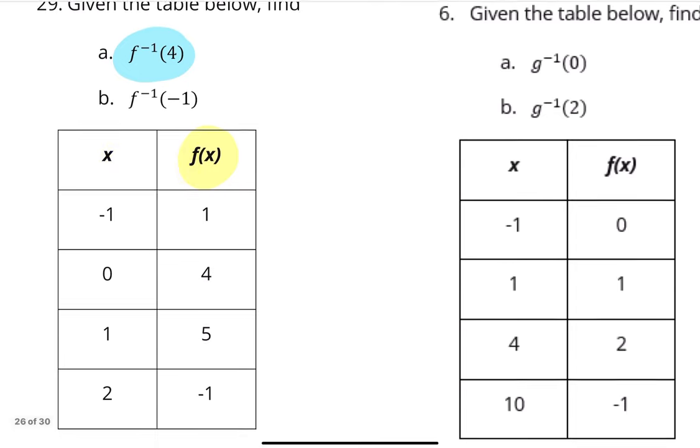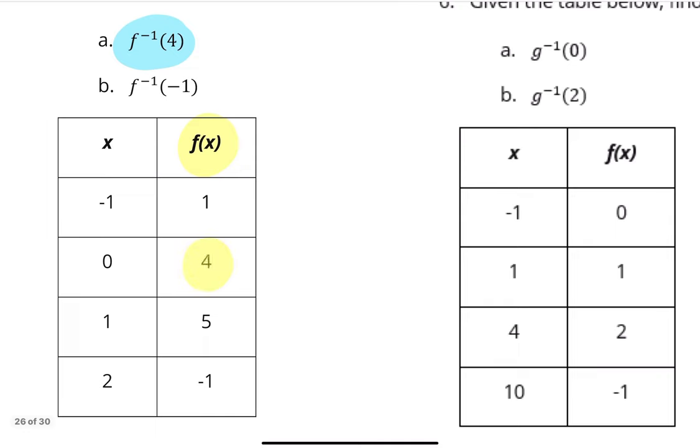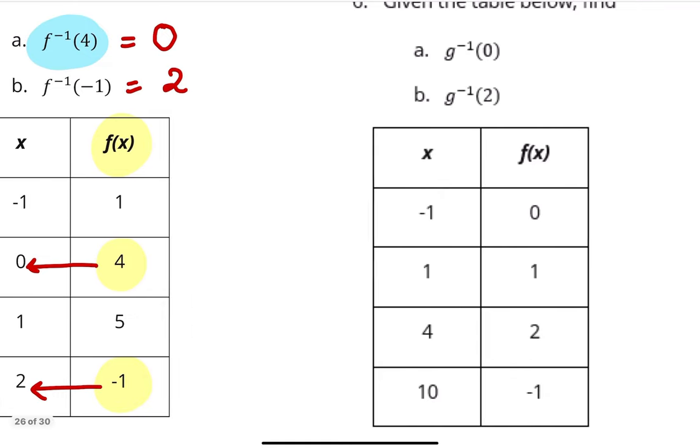Okay, so f inverse of 4. What is f inverse of 4? f inverse of 4 is 0. Next, f inverse of negative 1. What is f inverse of negative 1? 2. Fair enough? Let's try the next one.